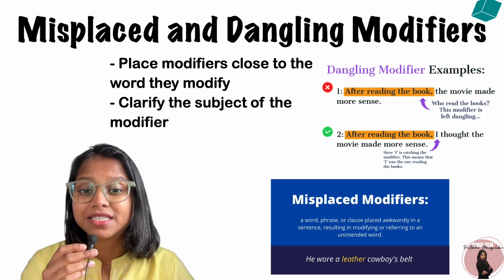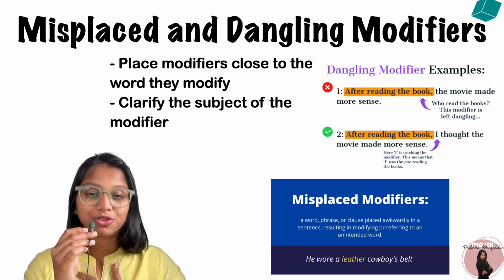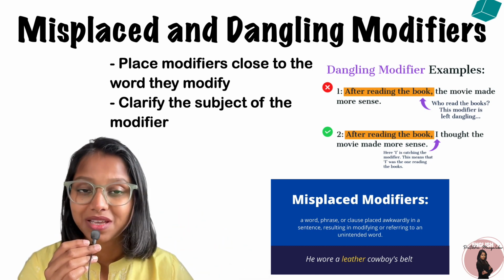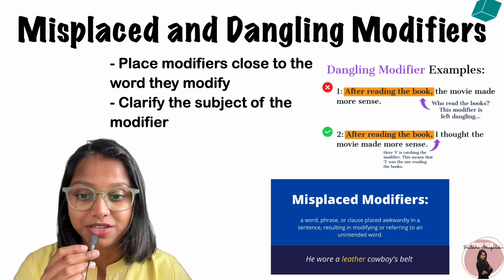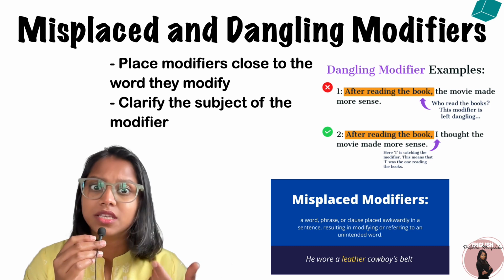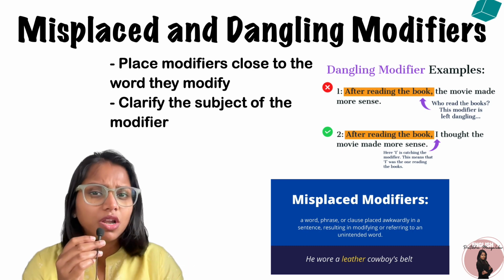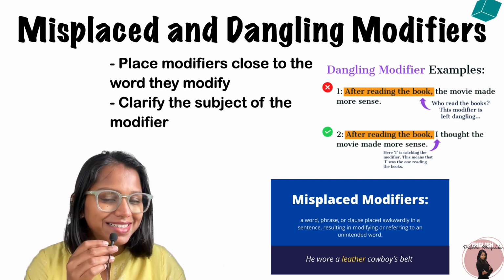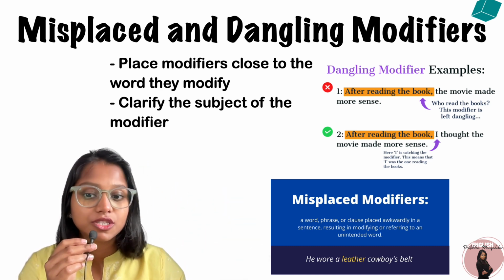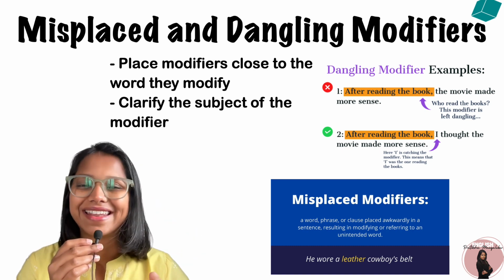But now let us use the subject. After reading the book, I thought the movie made more sense. Okay, now we know who has actually read the book and watched the movie. Let us look at misplaced modifiers. For example, he wore a leather cowboy's belt. This word leather is the modifier. But what is it modifying? Is it modifying cowboy or is it modifying belt? Yes, leather is talking more about the belt. So we will change the sentence to he wore a cowboy's leather belt. Okay, that is the correct statement.